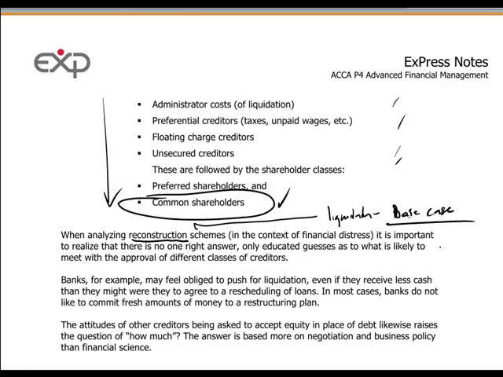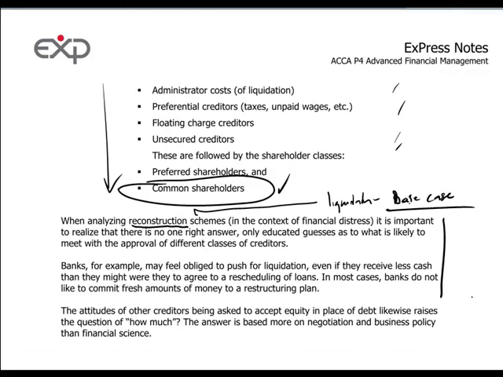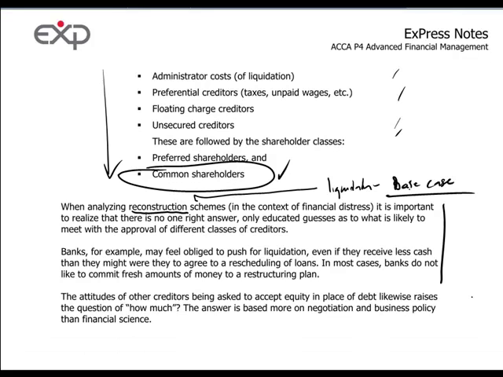In other words, this evaluation is a bit of guesswork. It's saying basically what are the chances that the various classes of creditors will agree to a reconstruction of the company. There's no absolute answers here. It's a question of anticipating and trying to find objective arguments as to why a particular class of creditors should seriously entertain a rescheduling or reconstruction scheme, or are they likely to say, let's just go for liquidation.